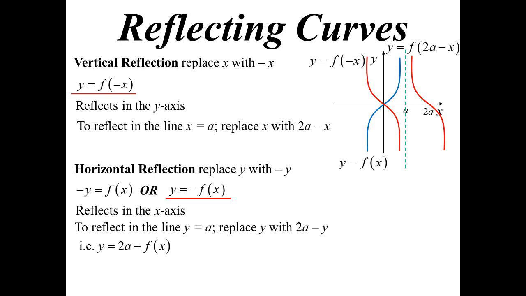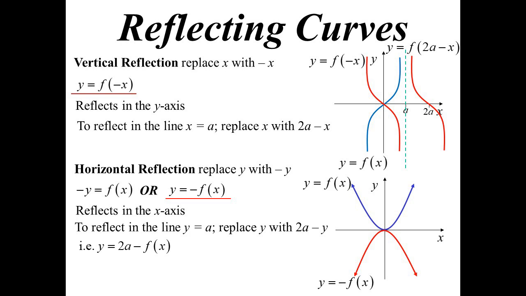And let's do that one. There's function x. Reflect it in the x-axis, it would become minus function x. But then I do a vertical shift of 2a. Now have a look at my final curve and my original curve, and that's reflected in y equals a.